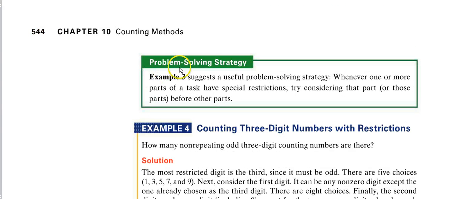So a problem-solving strategy, as they're suggesting in example 3, is whenever one or more parts of the task have special restrictions, try considering that part first, switching it around. All right, let's go on to example 4.